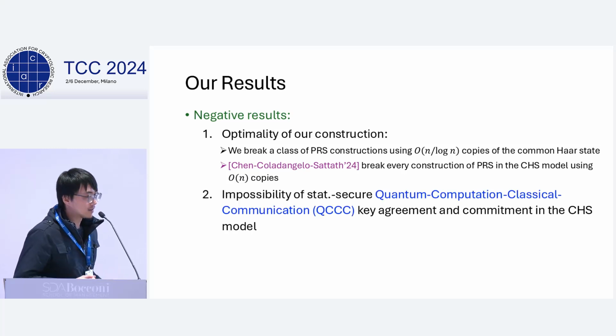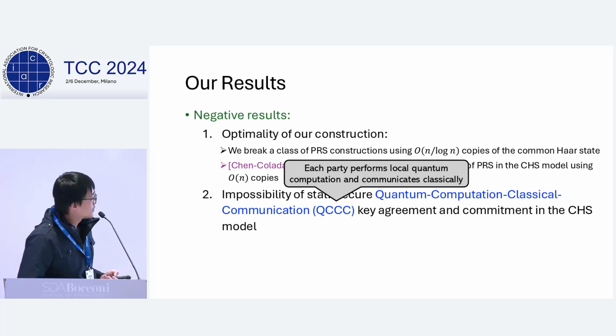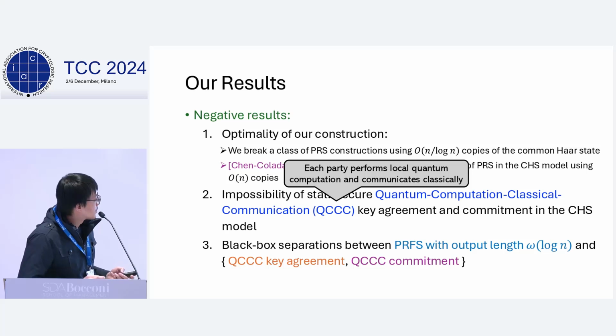One might wonder if we can have stronger primitives in this model. Unfortunately, we show impossibilities of statistically secure quantum computation, classical communication, or QCCC, key agreement and commitment. QCCC refers to a model in which each party performs local quantum computation and classical communication. We also show black-box separations between PRFS with super-logarithmic output and QCCC key agreement and commitment.